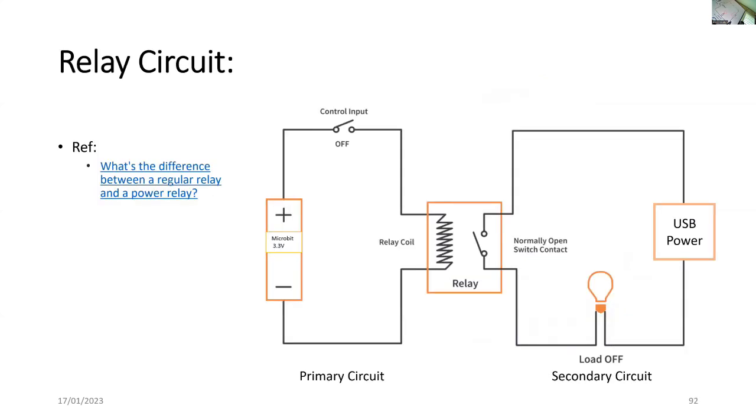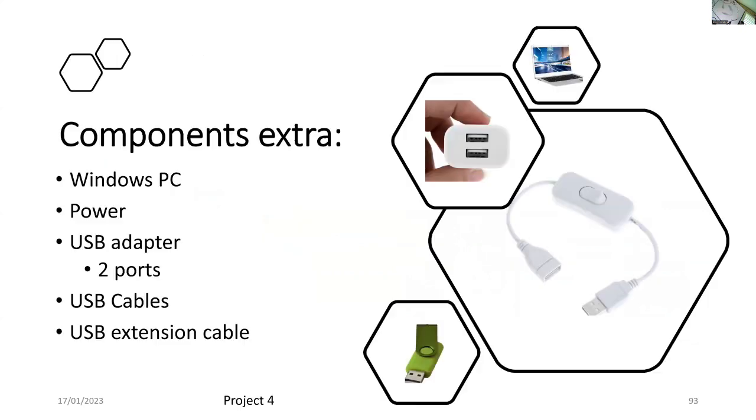So on the left, we have our primary circuit, and there's the microbit supplying current to our coil. And the microbit actually is able to turn on and turn off that switch. So it's not just a manual switch, it's controlled by the microbit. And the relay, once that coil is energized, then closes the contacts of the relay, and the secondary circuit allows current to then go through the load, which in our case will be LED lamps.